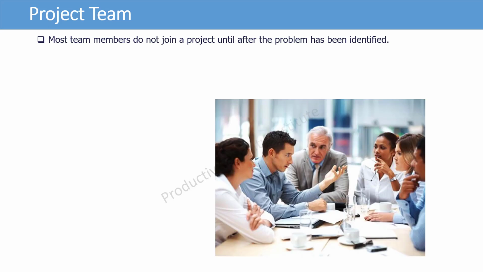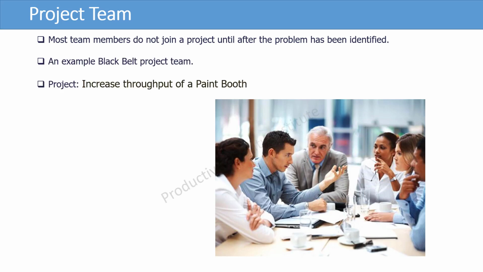Project team. Most team members will join the project after the problem has been identified. For example, we want to implement a Lean Six Sigma project to increase throughput of a paint booth. It will be a Black Belt project. The members of the project team are champion, master black belt, engineer, supervisor, operator.